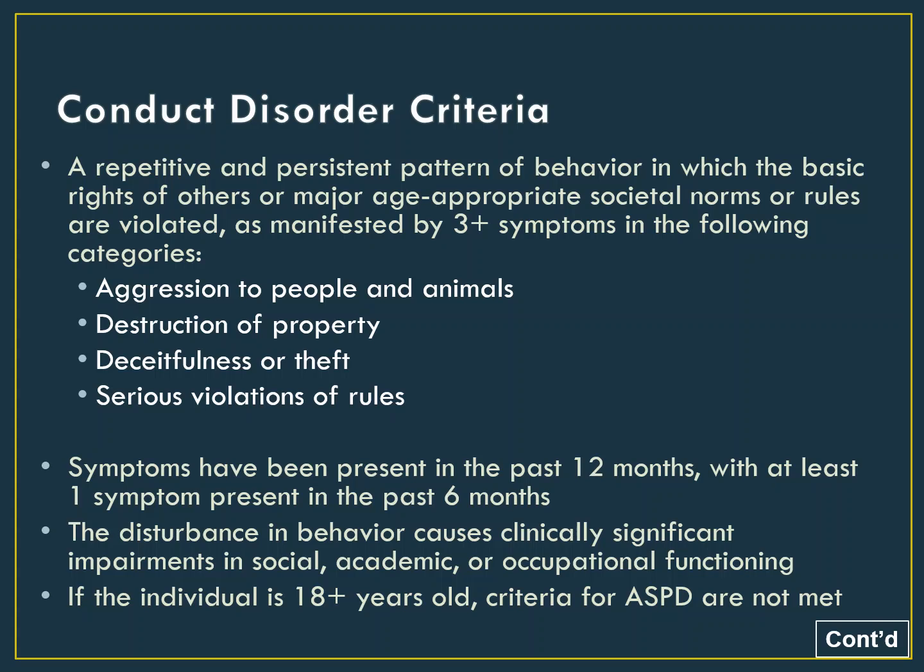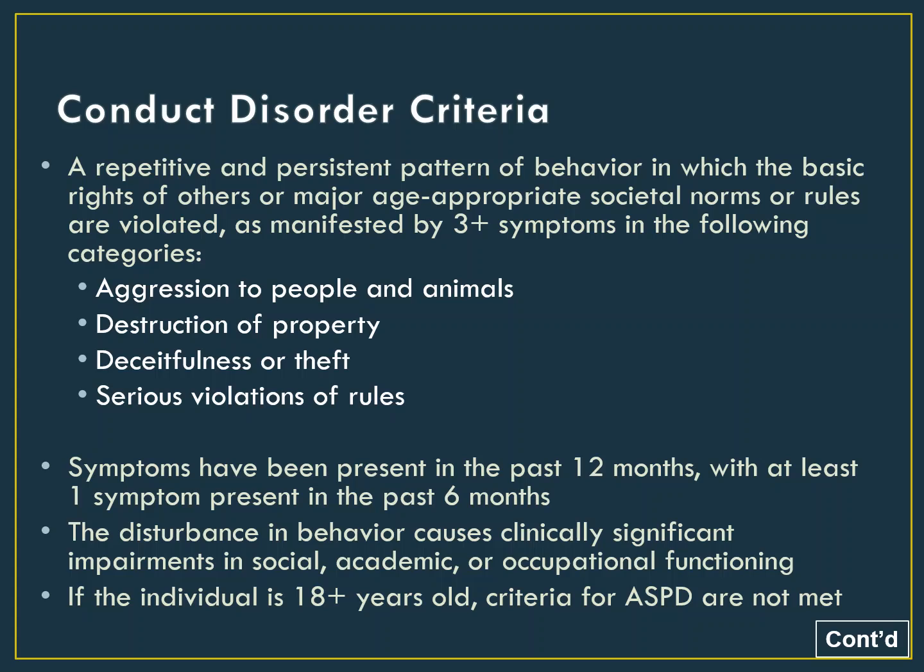If the person is 18 years or older, it must be clear that they do not meet criteria for antisocial personality disorder. Recall that the criteria for antisocial personality disorder includes that the person must be at least 18 years old, and that there's evidence of conduct disorder symptoms in childhood. Thus, for most kids who demonstrate conduct disorder symptoms and persist in doing so after age 18, it's likely that their diagnosis will switch from conduct disorder to antisocial personality disorder.